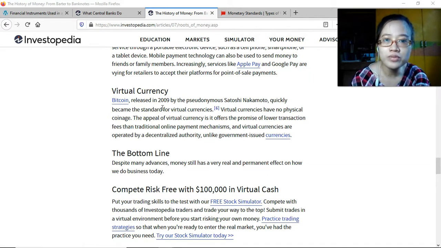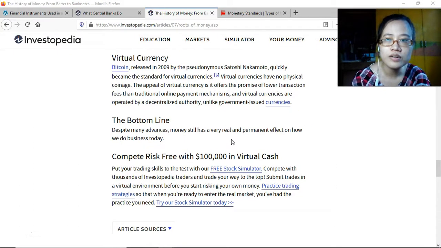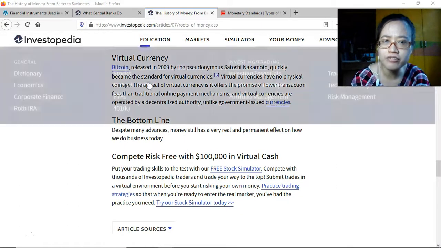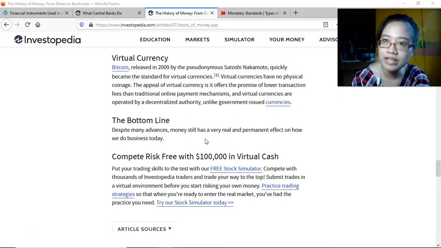Okay. Bitcoin, released in 2009 by the pseudonymous Satoshi Nakamoto, quickly became the standard for virtual currencies. Virtual currencies have no physical coinage. The appeal of virtual currency is it offers the promise of lower transaction fees than traditional online payment mechanisms because they are unregulated. And virtual currencies are operated by a decentralized authority, unlike government-issued currencies. Okay, so that's the thing. I will probably have a separate discussion on virtual currencies, but maybe later.